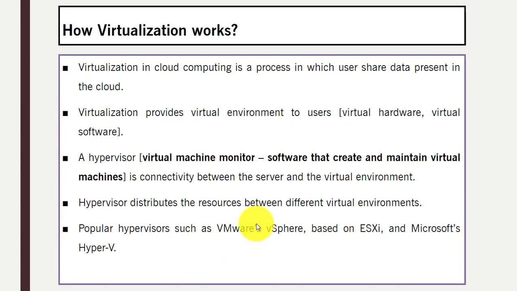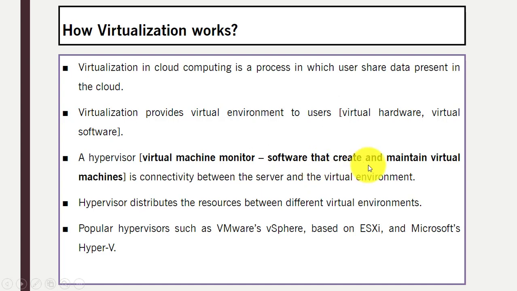Now let's see how virtualization works. In cloud computing, virtualization is the process in which users can share the data that is present in the cloud, and it provides the virtual environment to the end users. So here we are talking about a virtual environment. In a virtual environment the user can use virtual hardware and virtual software. The program that is the hypervisor is nothing but just the virtual machine monitor.